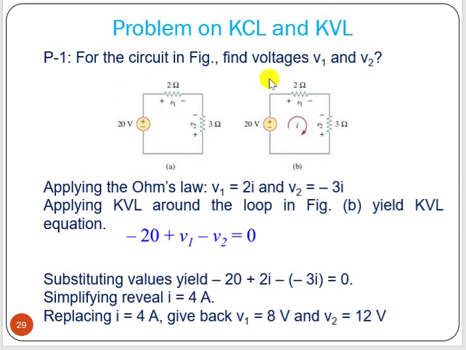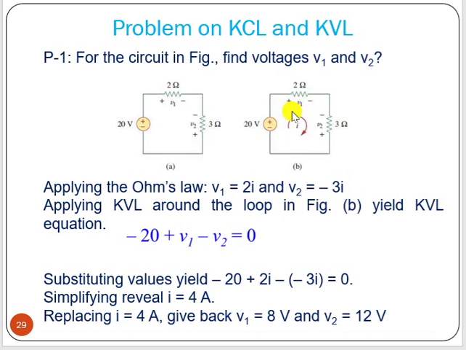Take one problem. Say you have to find V1 and V2 across this circuit. Now we know Ohm's law, KCL, KVL. Now we will apply these three rules and see how to solve the problem. Applying Ohm's law, say in this circuit the current flowing is I. This is a series circuit, so the same current I will flow. Across this 2 ohm resistor, the voltage drop will be 2 into I, so V1 equals 2I, and V2 equals 3I.